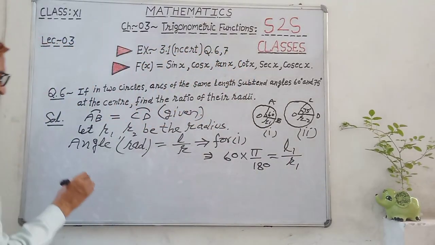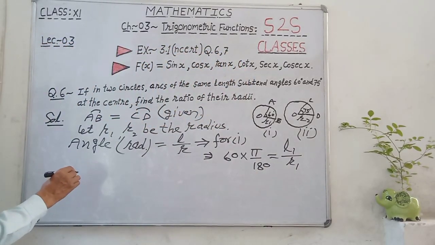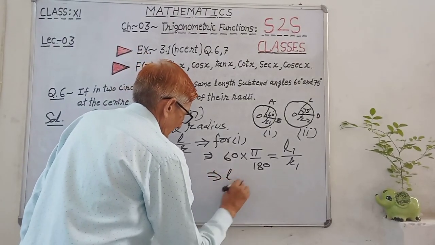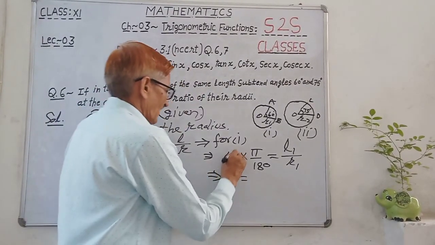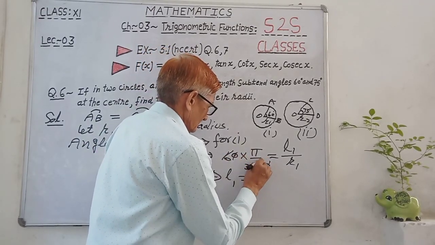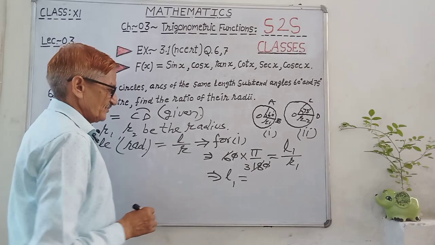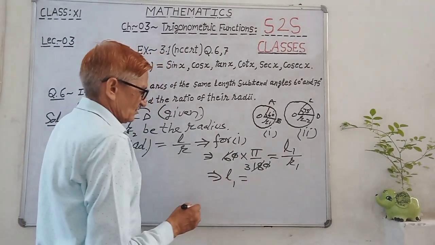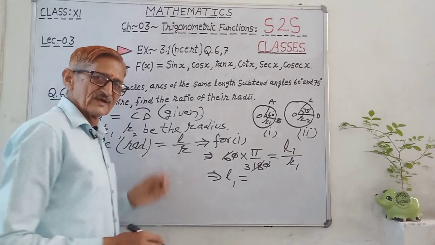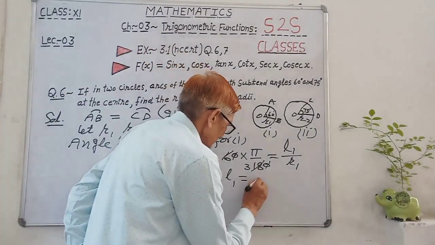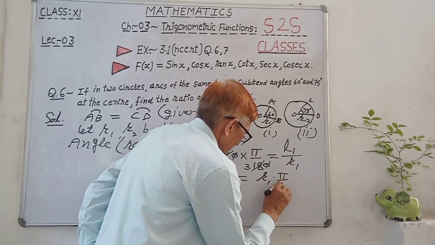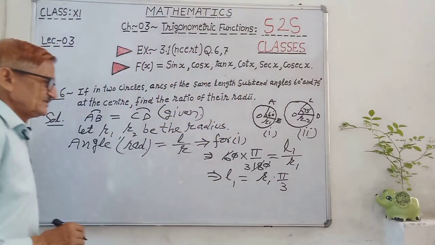Okay, and for the second, from here take L1 equal to, simplify, 6 3s are 18, so it means pi by 3. So L1 is equal to R1 into pi by 3. This is your L1.